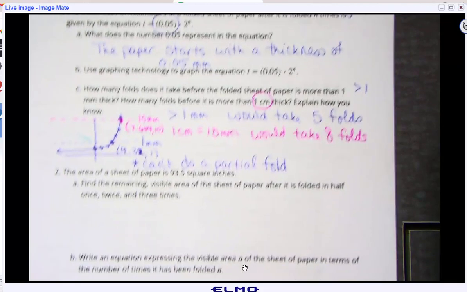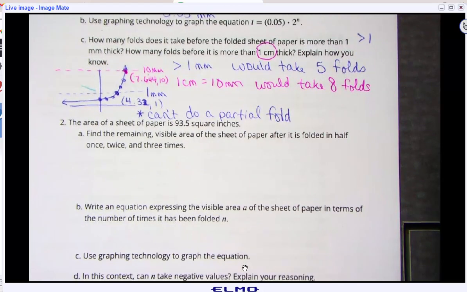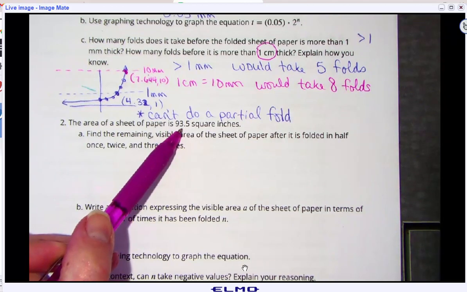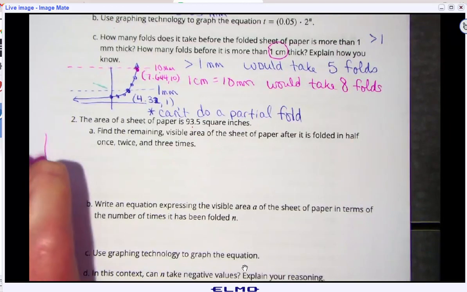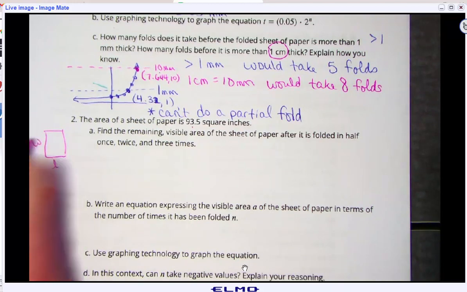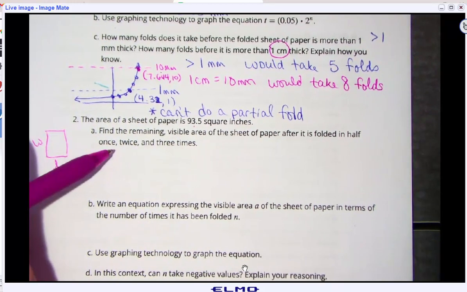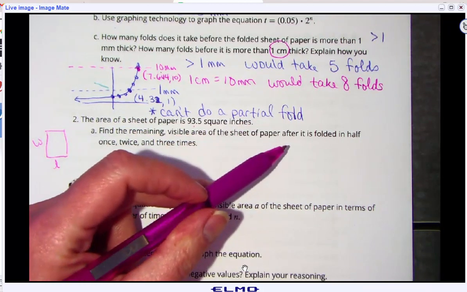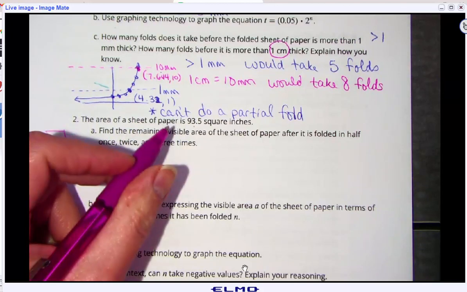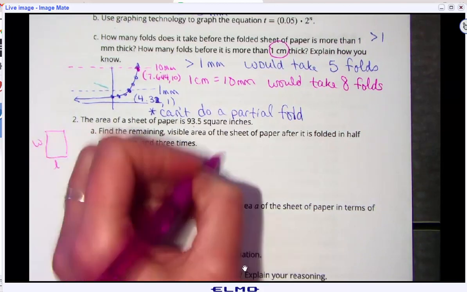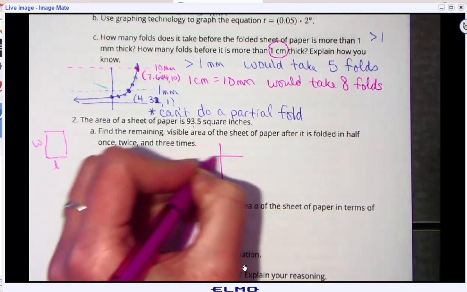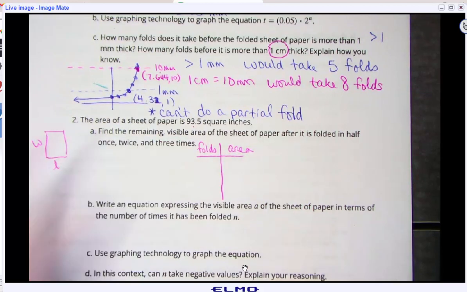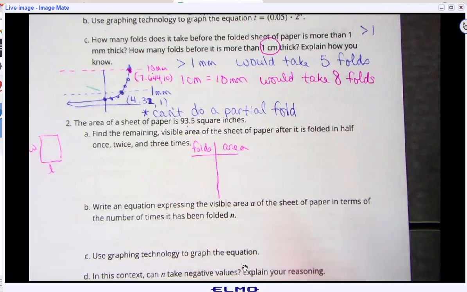Part 2, when we think about the paper folding, question 2. The area of a sheet of paper is 93.5 square inches. Remember, area is just length times width. Find the remaining visible area of a sheet of paper after it is folded in half once, twice, and 3 times. So I'm going to make a table of values. And I'm going to think about how many folds we have and what our area looks like.